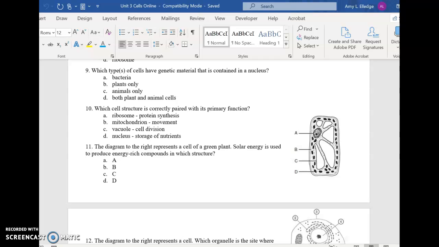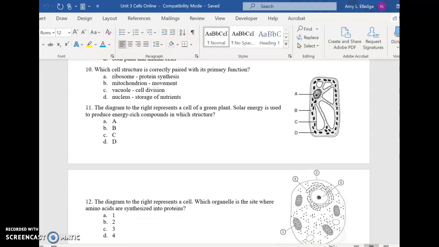Number 9, which type of cells have genetic material that is contained in a nucleus? Well, hopefully you know what a prokaryote is, because they do not have it. So bacteria are the only ones that do not have a nucleus. So you should have selected D, both plant and animal cells. There are other cells that have a nucleus too, like fungi and protists.